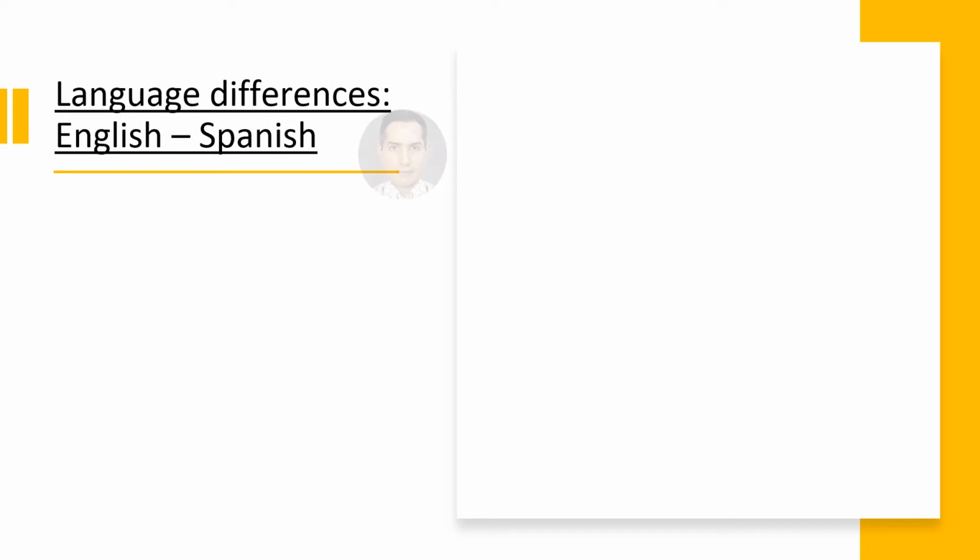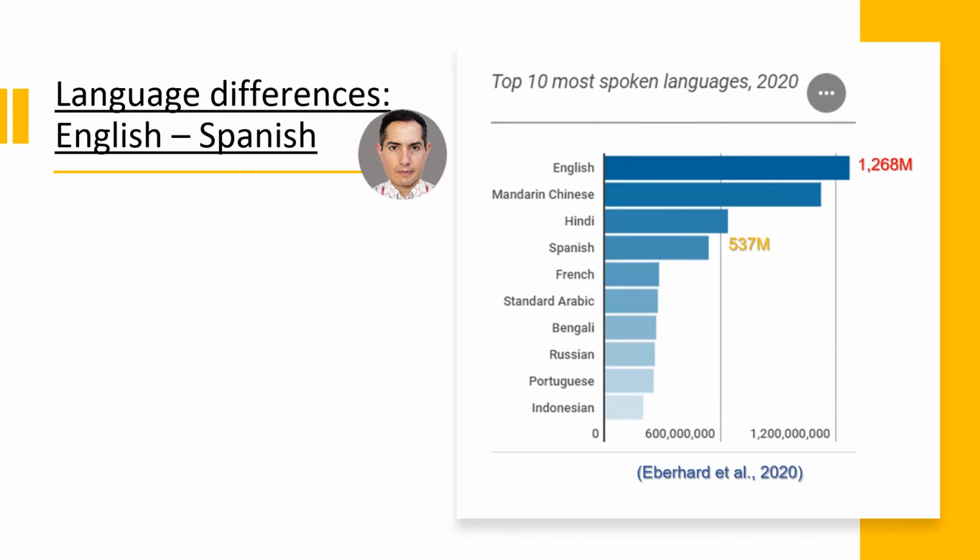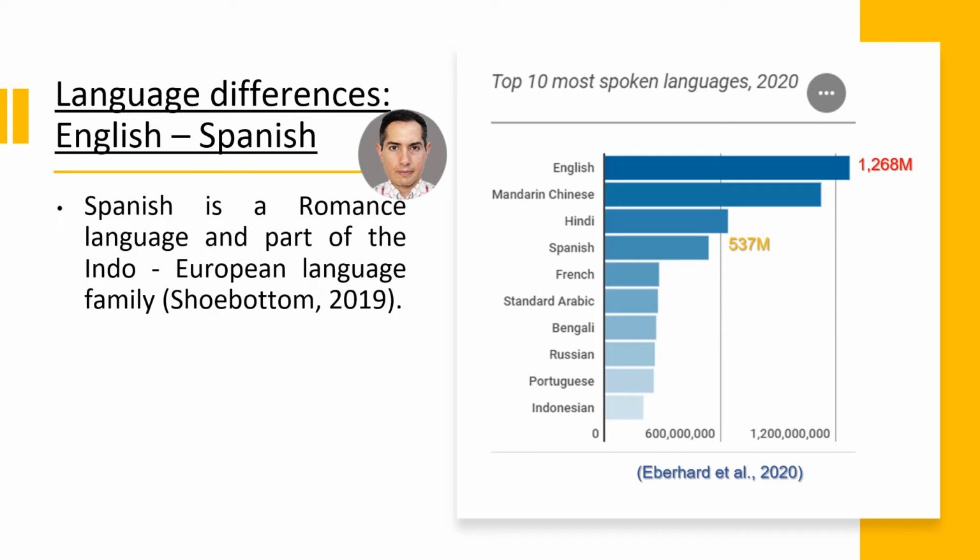Language differences: English, Spanish. Spanish is a Romance language that comes from the Italic branch of the Indo-European language family. It is closely related to Italian and Portuguese. Spanish is a major language, with up to 400 million native speakers in Spain, Latin America and the USA, and 537 million people counting non-native speakers.